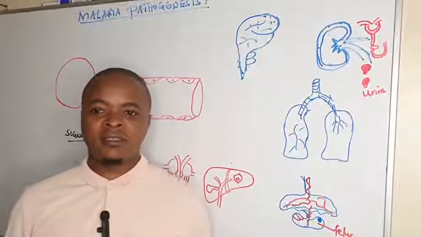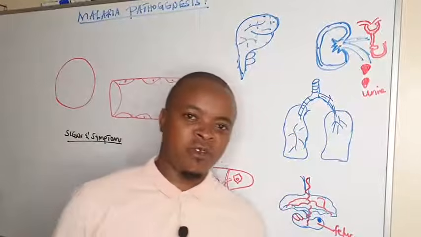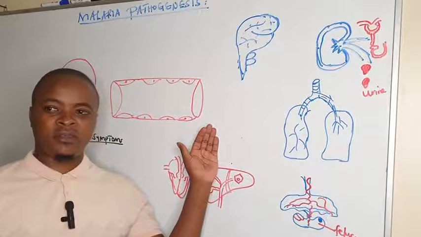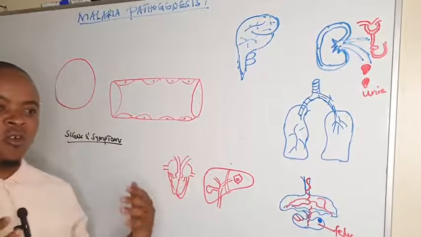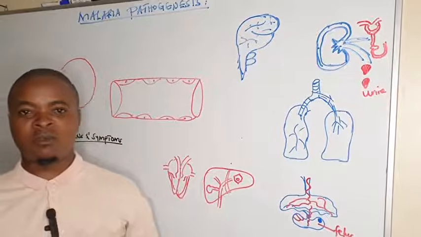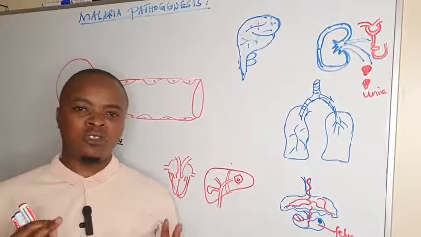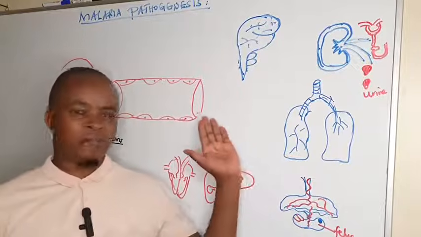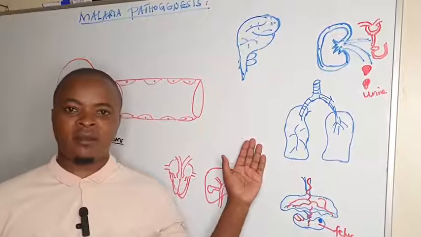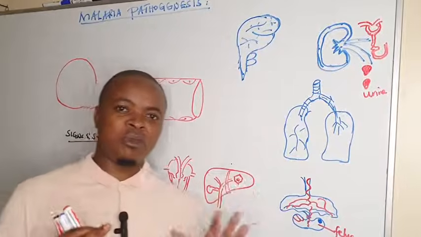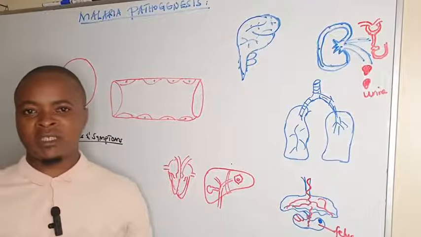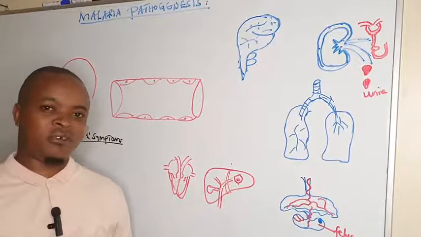Hello everyone. This morning we are going to look at what we call malaria pathogenesis. We want to see how the signs and symptoms of malaria come about. Then we are going to continue to look at the effects, or what we call complications, of severe malaria. And this one is going to be peculiar to P. falciparum, which is known to cause complicated malaria, especially in Africa.